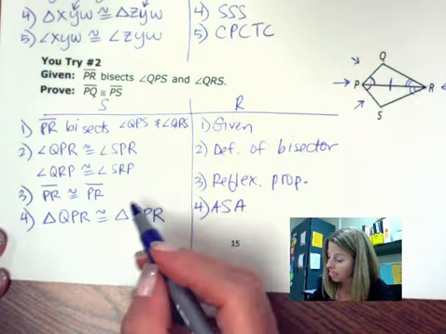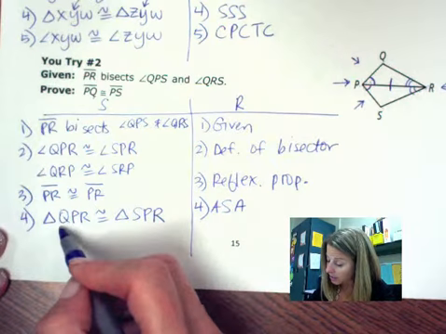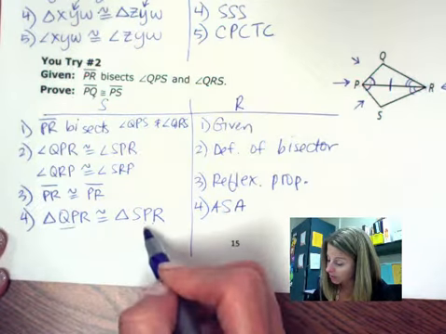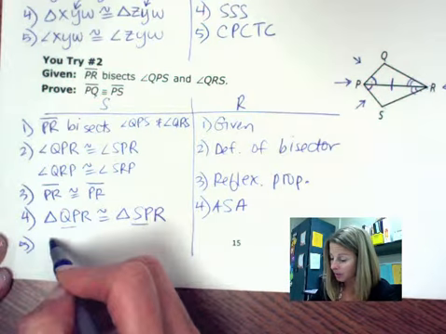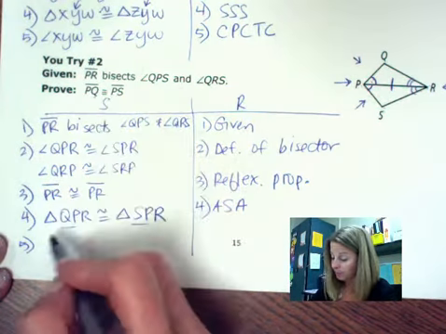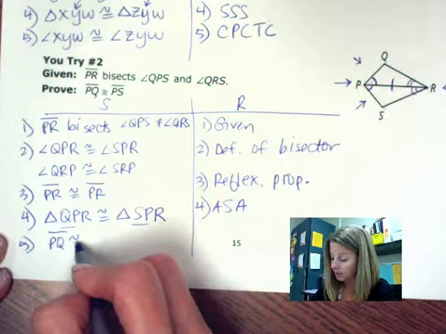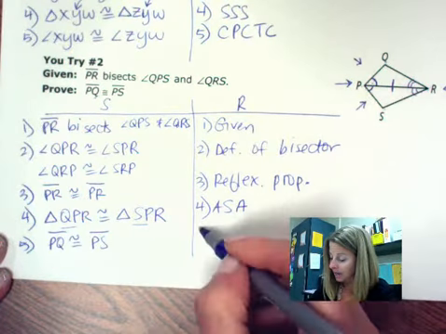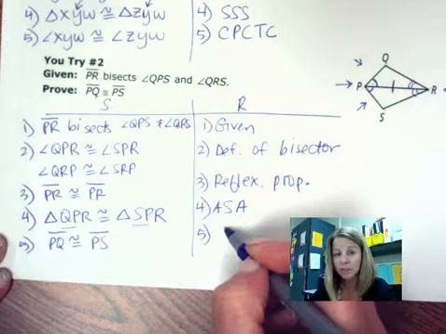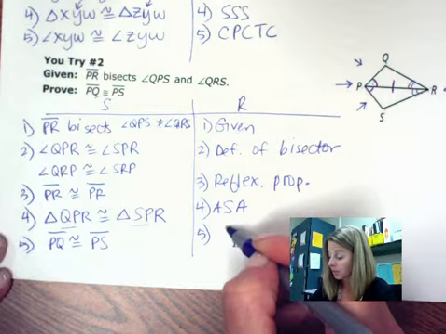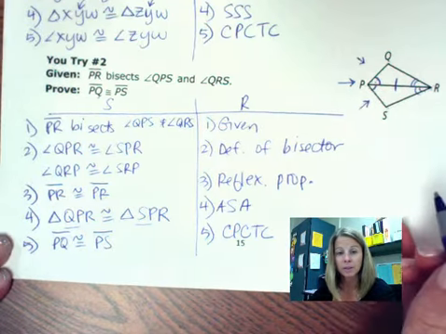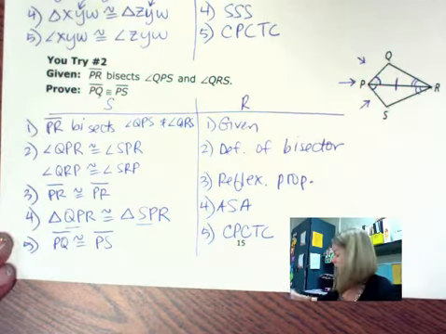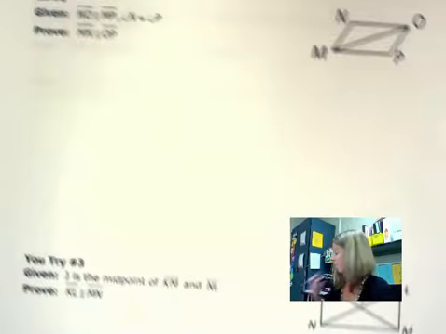So now that this is true, I can look in my triangle name, and here is PQ, and here is PS. So those are my corresponding parts. So I can rewrite what I'm trying to prove. PQ is congruent to PS, and that is our corresponding parts of congruent triangles are congruent. CPCTC. Okay? All right, let's see what we have on the next page.